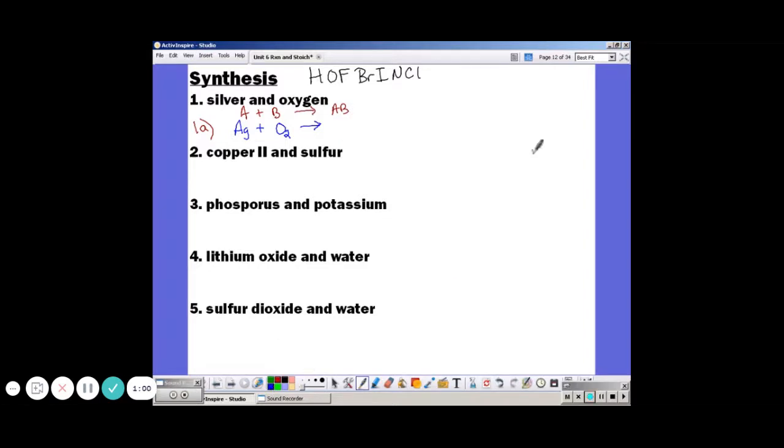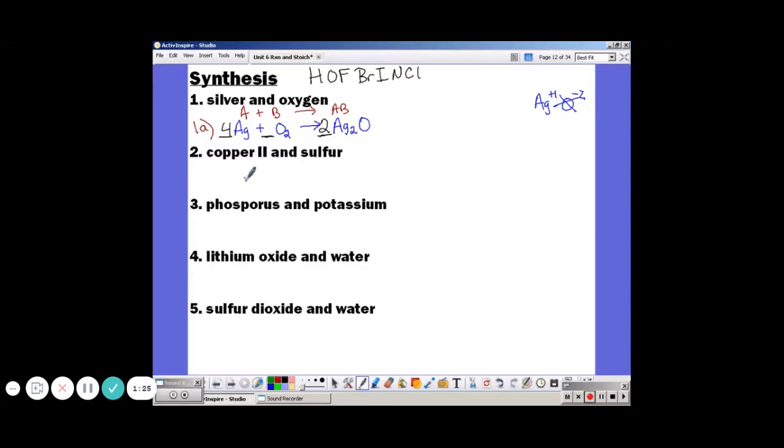So silver always has a charge of +1. Oxygen has a charge of -2, so we would cross our charges. Ag2O. Then we would need to balance it. I have 2 oxygens, 1 oxygen, so I'd put a 2 there. That gives me 4 silvers, so I'll put a 4 there, and it's balanced.